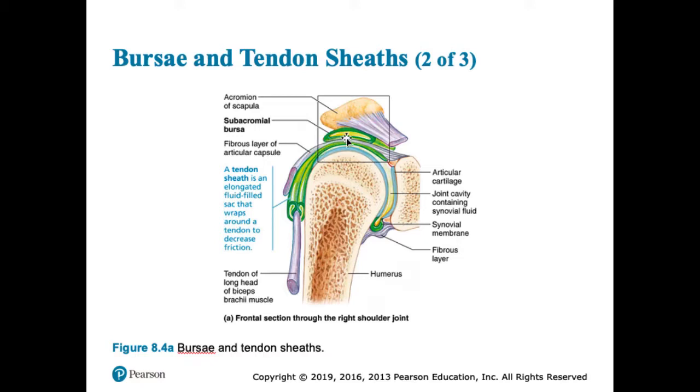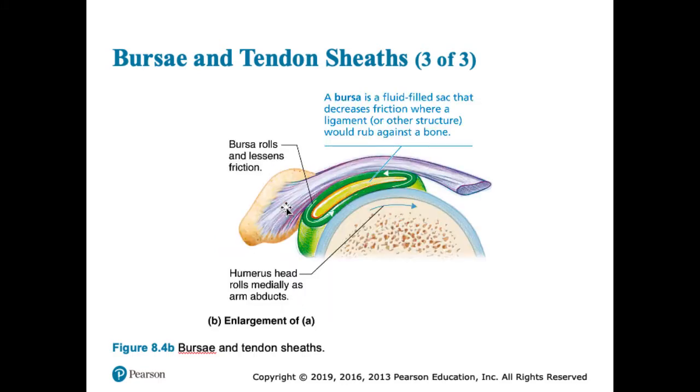So you can kind of see this is that subacromial bursa, this fibrous layer, which is right here. And of course, this is a frontal section, but the tendon of the long head of the biceps brachii muscle. And then this is that tendon sheath that kind of wraps around that. Still have the articular cartilage, still have the joint cavity, still have the synovial membrane that we talked about before, but this is just showing you that extra tendon sheath and the bursa that is located in those areas.